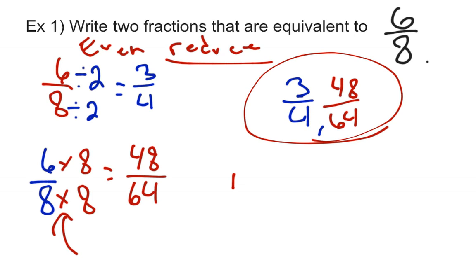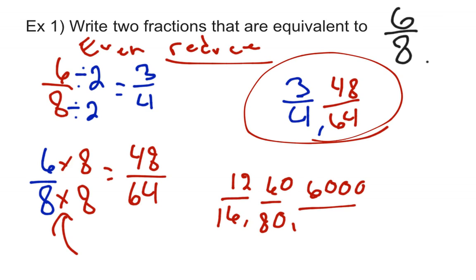If I multiplied by 2, I would have got 12/16. If I would have multiplied 6 and 8 by 10, I would get 60 over 80. If I just started adding a bunch of zeros, how about 6,000 over 8,000? I could even multiply by 11. 6 times 11 is 66. 8 times 11 is 88.